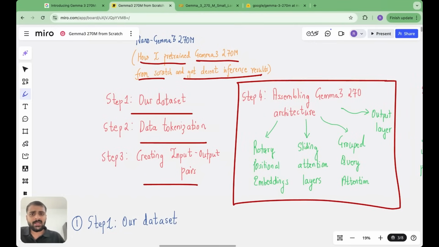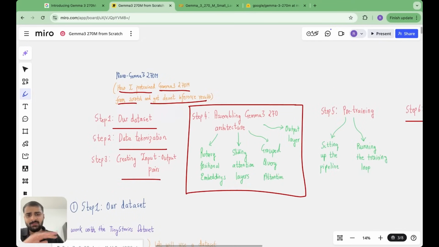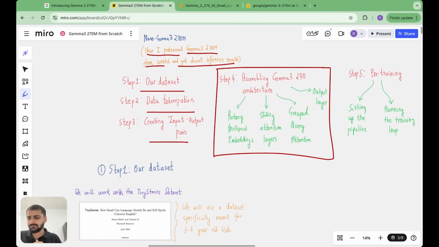So let's get started now immediately. We have to get through all of these 6 steps. I hope the stage is set, so the context is clear regarding what we are planning to build over here.